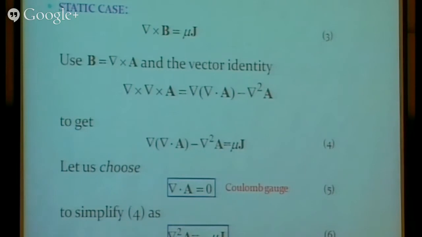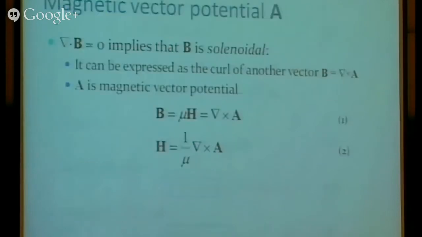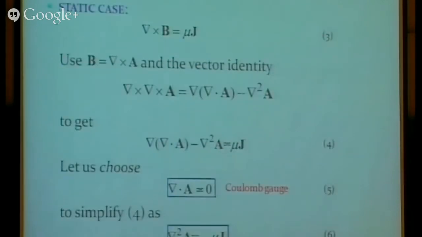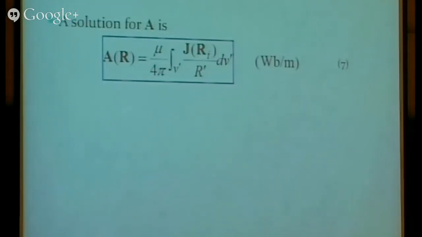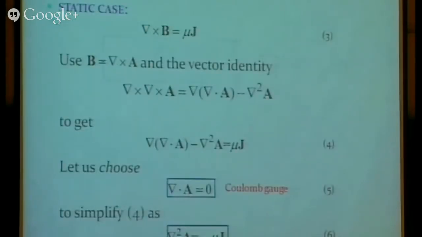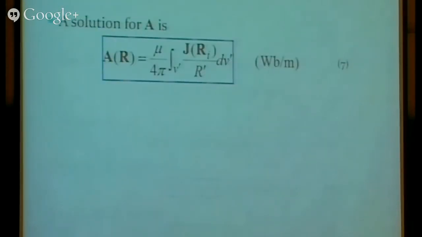So having defined A, obviously we need to write down how A can be related to J, and that is what we have done, starting from Ampere's circuital law for the static case. Del square A is equal to minus mu J, and it is possible to see that the solution for this second order differential equation is this.